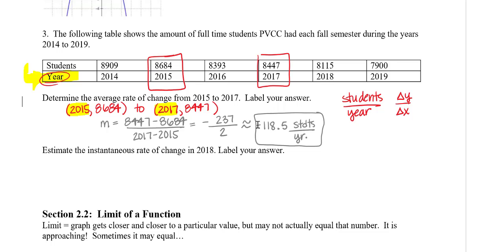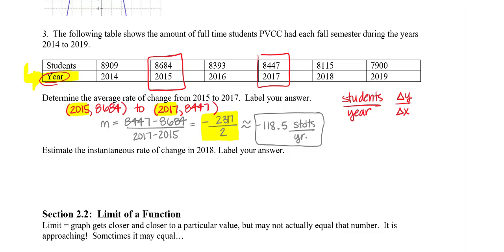And so what we could say is we lost approximately 118.5 students per year. Or you could also just say, if you don't like the 1/2, over those 2 years, if you're not going to look at it in terms of average rate of change, you can just look at what was the change. Well, over those 2 years, we lost 237 students, or we decreased in enrollment by 237 students, which averages out to approximately 118.5 students per year that we decreased.